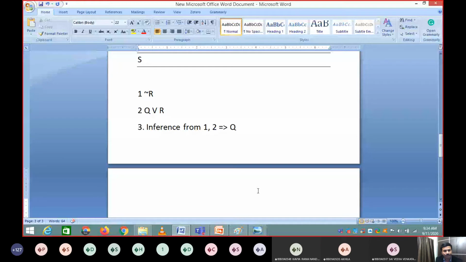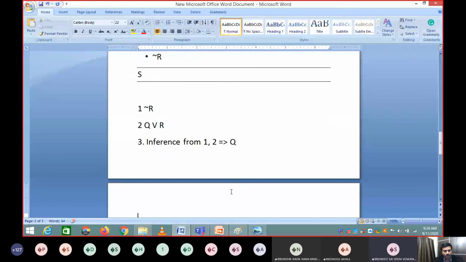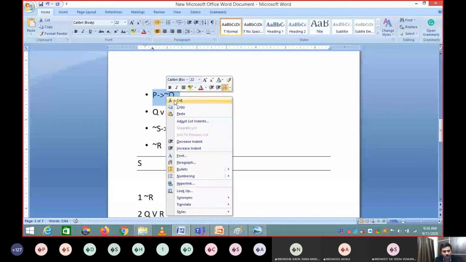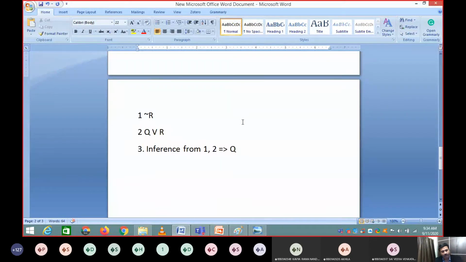Then how can I proceed? P implies negation Q. So Q is here, so I take this P implies negation of Q as my fourth statement, which is a fact. All these statements are facts. All the statements that we are taking are facts. You have done all this also. So what can be my next step? What is the inference from 3 and 4? Negation P, sir. Yes.